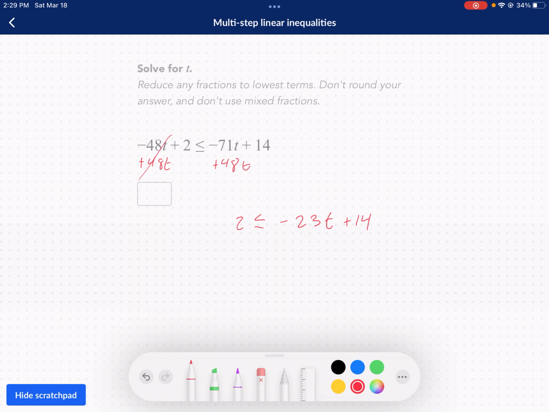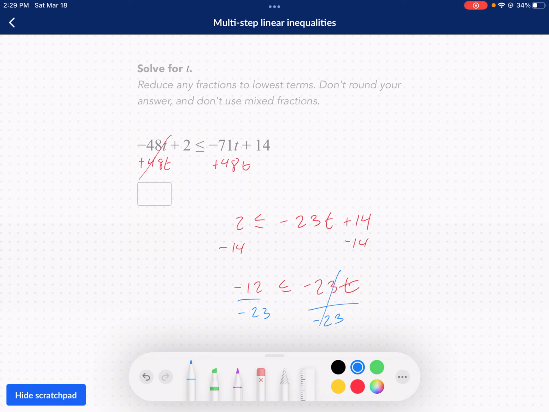Okay, just double checking that negative 71 plus 48 is negative 23. Yep, that's 23. Okay. So next up, we're going to subtract 14 from both sides. I get negative 12 is less than or equal to negative 23t. Now, we want to get the t by itself, so we need to divide by negative 23. Notice this is the first time this is happening, where I'm dividing by a negative.